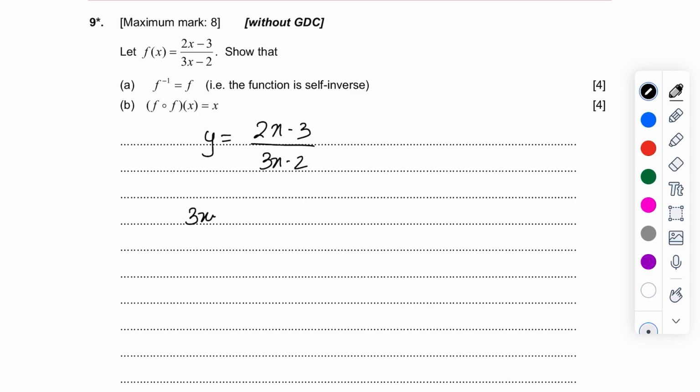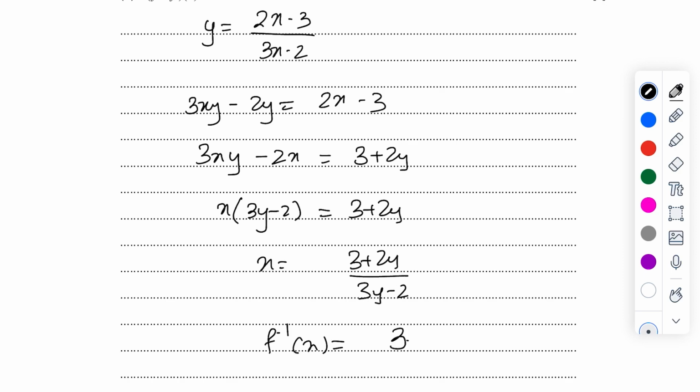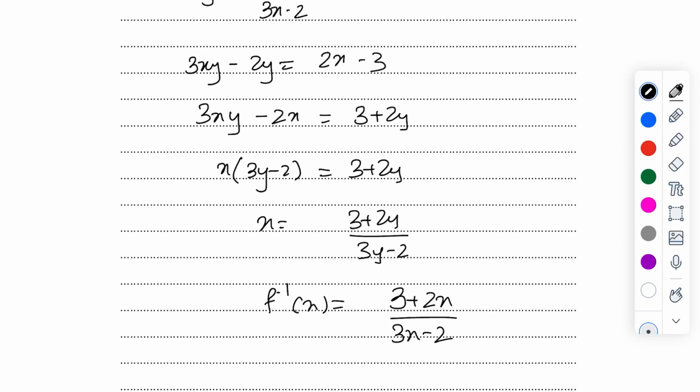So 3xy minus 2y equals 2x minus 3. 3xy minus 2x equals 3 plus 2y. Take x common: x times (3y minus 2) equals 3 plus 2y. So x equals (3 plus 2y) upon (3y minus 2). Therefore f inverse of x equals (3 plus 2x) upon (3x minus 2). You can see that both are the same.